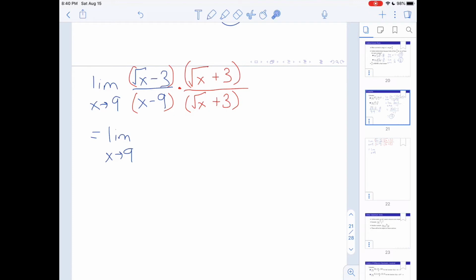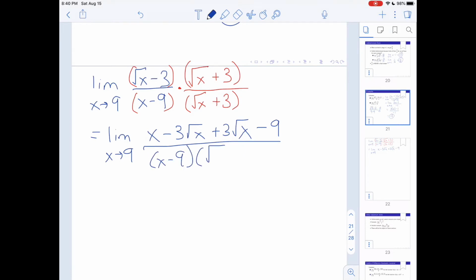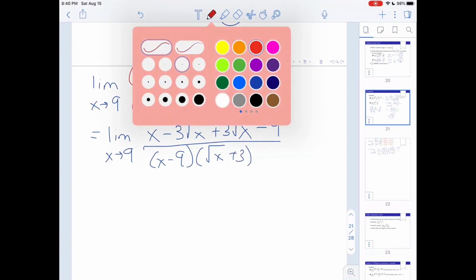So if I multiply on the top, I have to multiply the 2 square root of x's, and that gets me just an x. And then I have to multiply the inside and the outsides, so that gets me minus 3 square root of x plus 3 square root of x, and finally I multiply my last ones and I get a minus 9. And I'm going to leave my denominator factored. That's going to be to my advantage here in just a second.